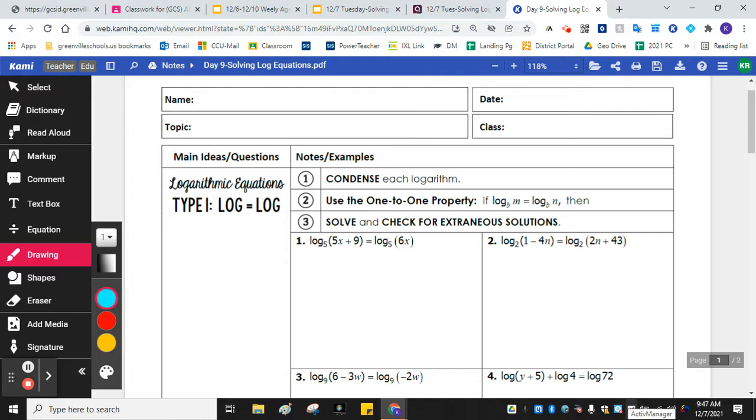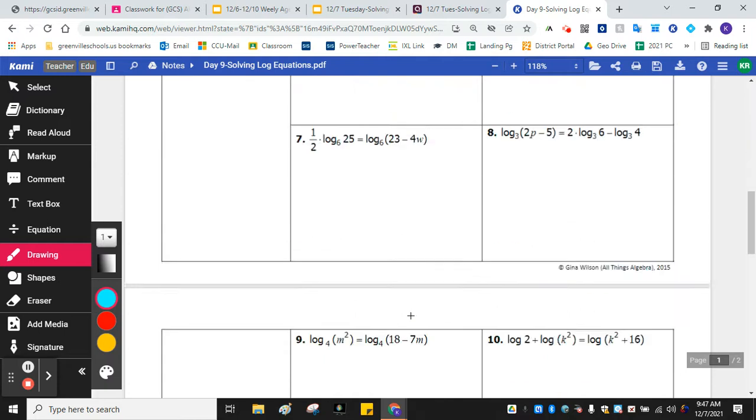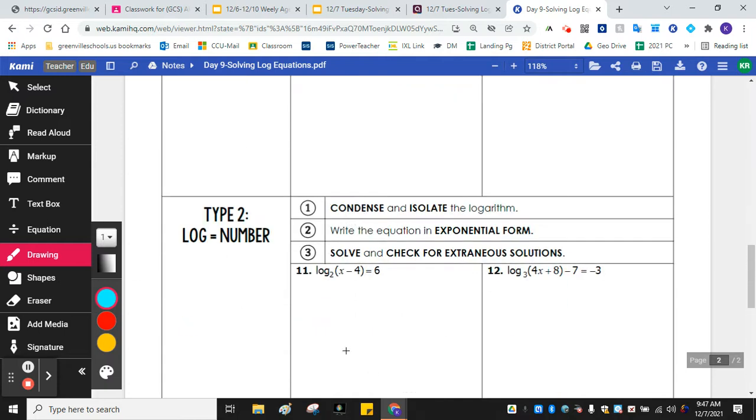Today we're working on logarithm equations. There's two types we're going to do today, and then there's some more we're going to do tomorrow. First type we're going to do is when there's log on each side of your equations. And then the second type we're going to do is when there's just one log.